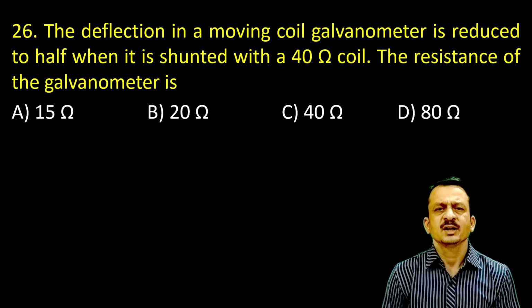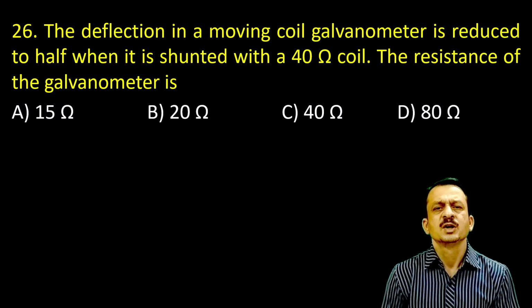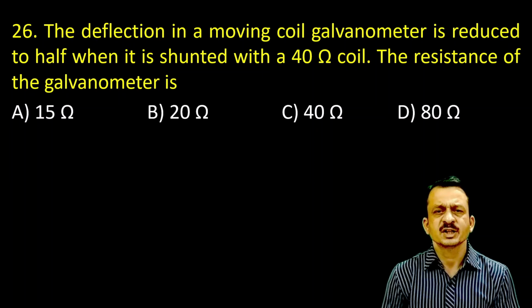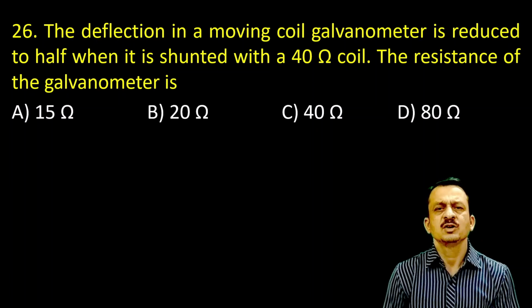There is a moving coil galvanometer. It is showing certain deflection. Now its deflection is reduced to half by shunting a 40 ohm resistor. When the deflection is reduced to half, it is possible only when the current flowing through the shunt resistor and the current flowing through the coil, that galvanometer, should be exactly equal, that is reduced to half. This is possible only when the value of the shunt resistor and the value of the resistance of the galvanometer both are equal. On this theoretical concept, C is the right answer.